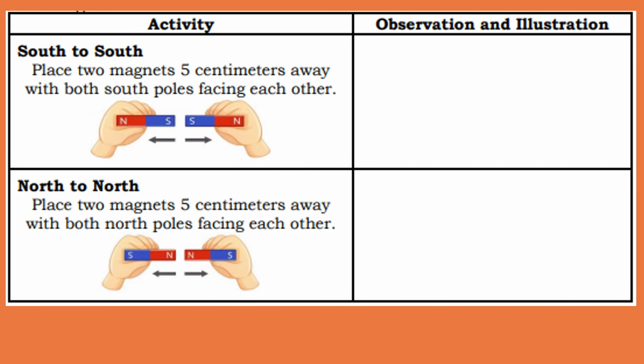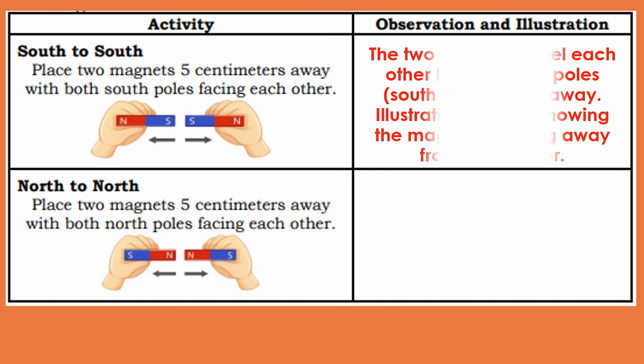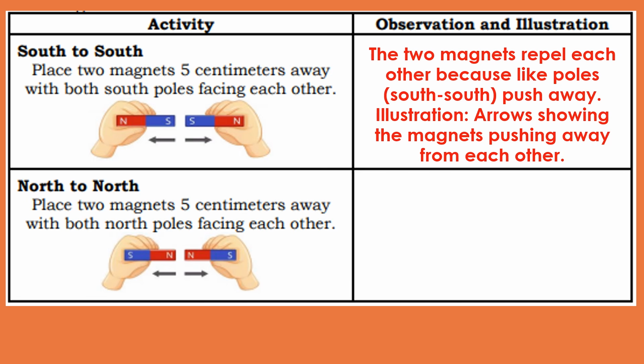Let's try. South to south. Place two magnets 5 centimeters away with both south poles facing each other. Possible answer, the two magnets repel each other because, like poles, south to south, push away. Illustration, arrows showing the magnets pushing away from each other.